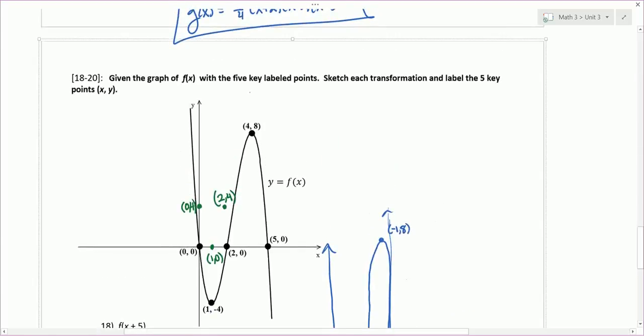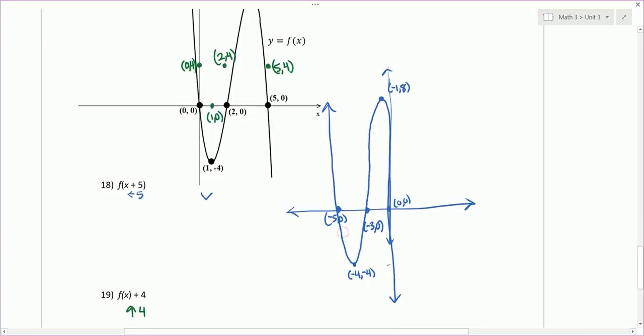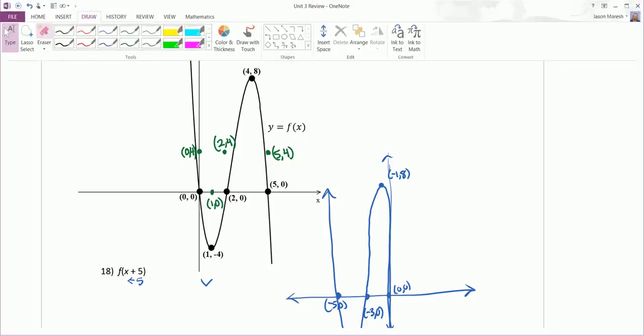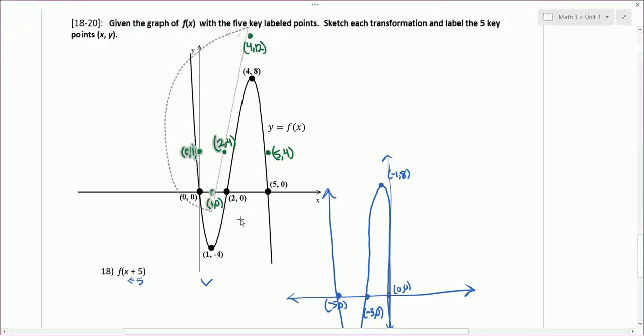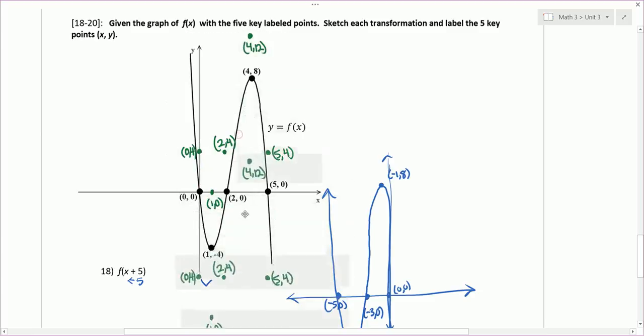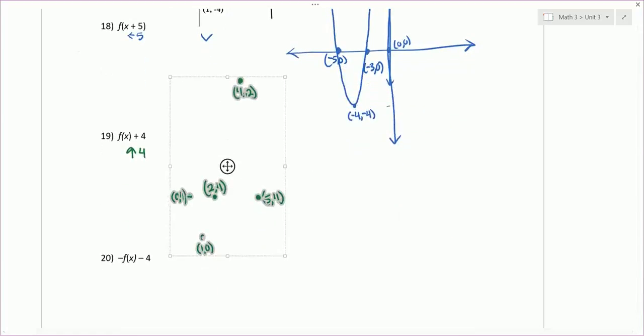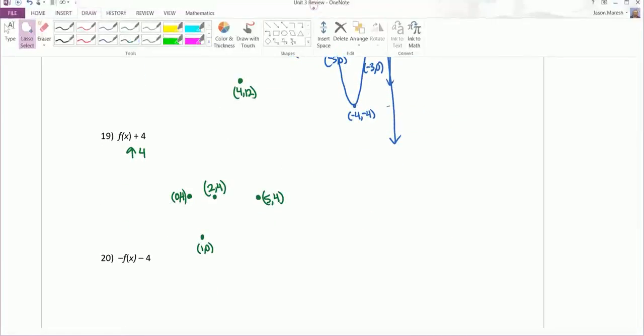The 4, 8, when you move that up 4, we're now at 4, 12. And then the 5, 0, when you move that up 4, we're at 5, 4. So all the x values stayed the same. The y values changed. So I could take those points and transfer them. I'll move them next to my problem here. Those are the key points we wanted. And I'll sketch my graph through them.